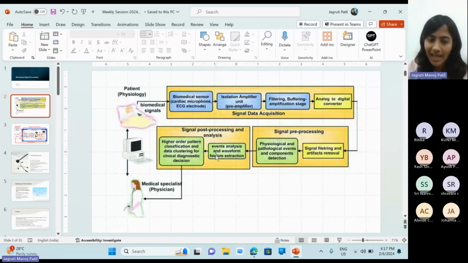Then you have post-processing and analysis. Here you extract the waveform or its features, the higher order pattern, classify it, cluster it. All of this follows the final acquisition, and it's the final part of your data post-processing, and then it's given to the physician to make a diagnosis of the patient who is being treated or will be treated.